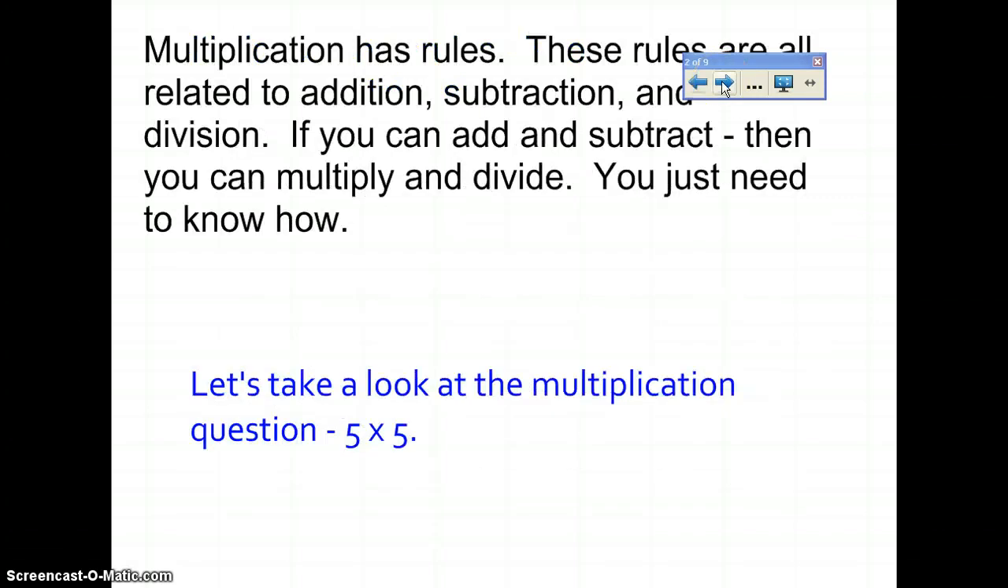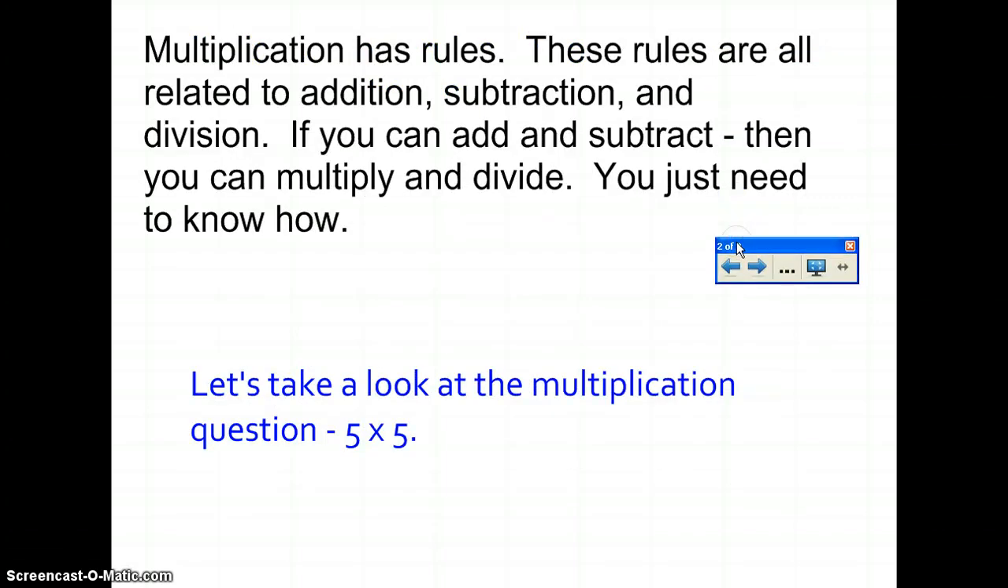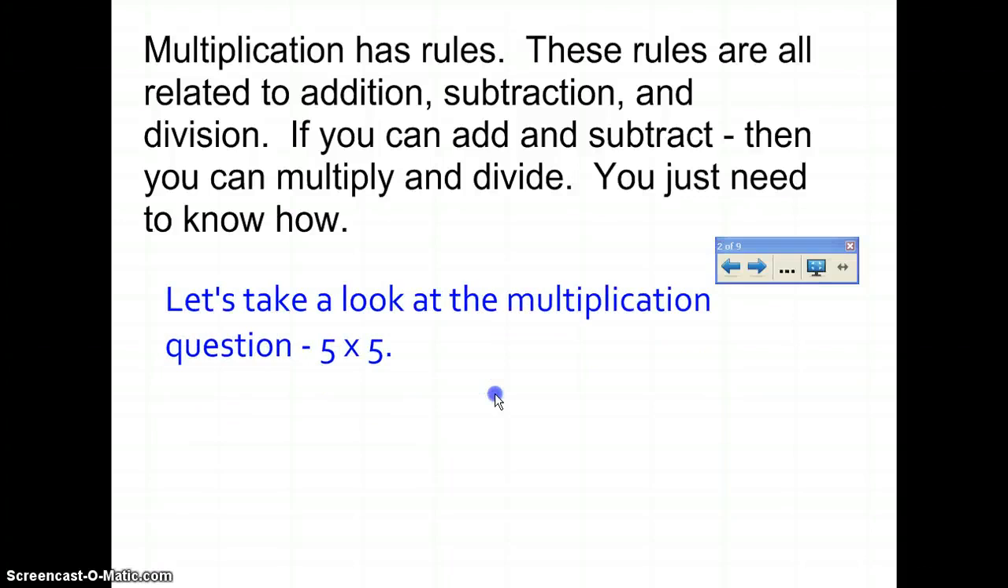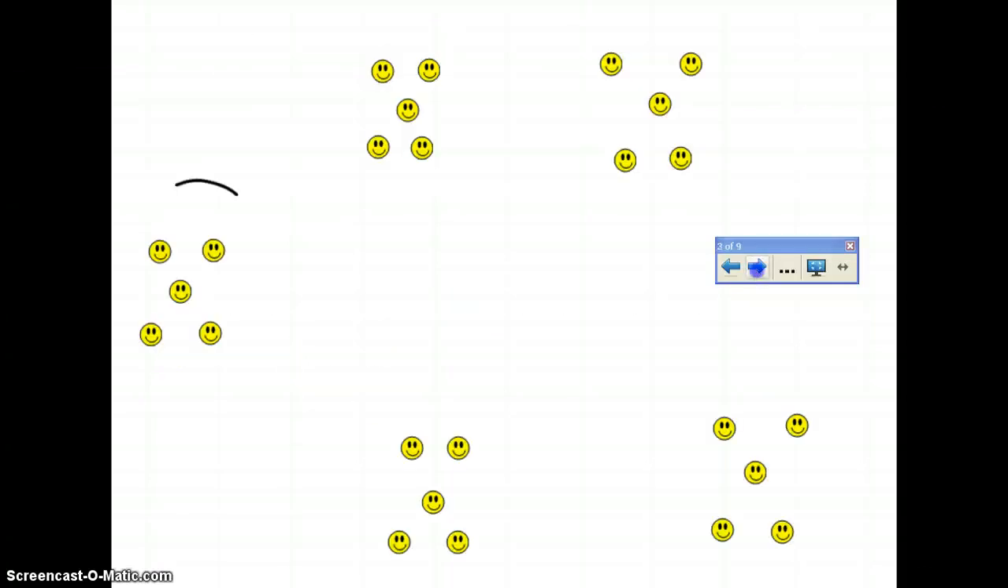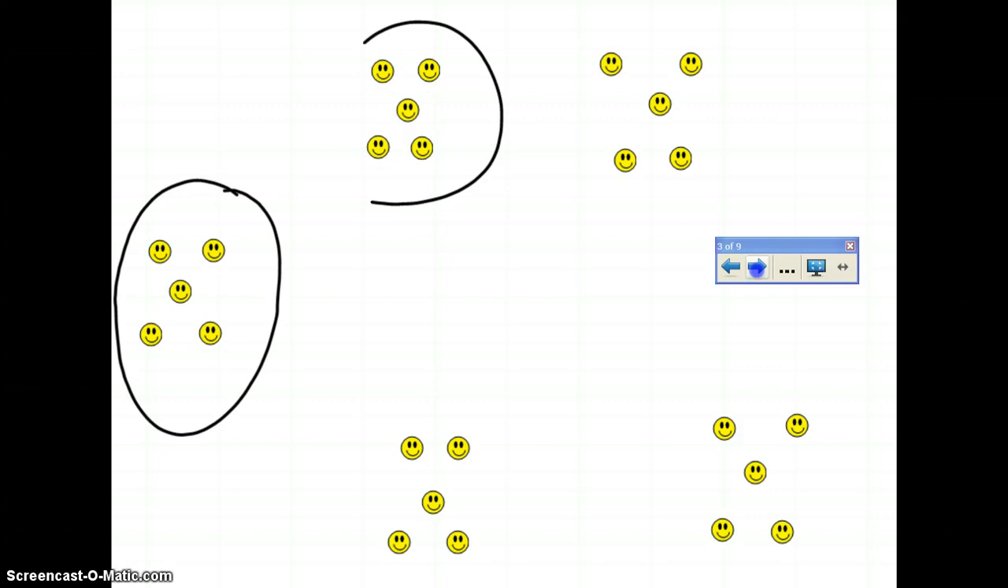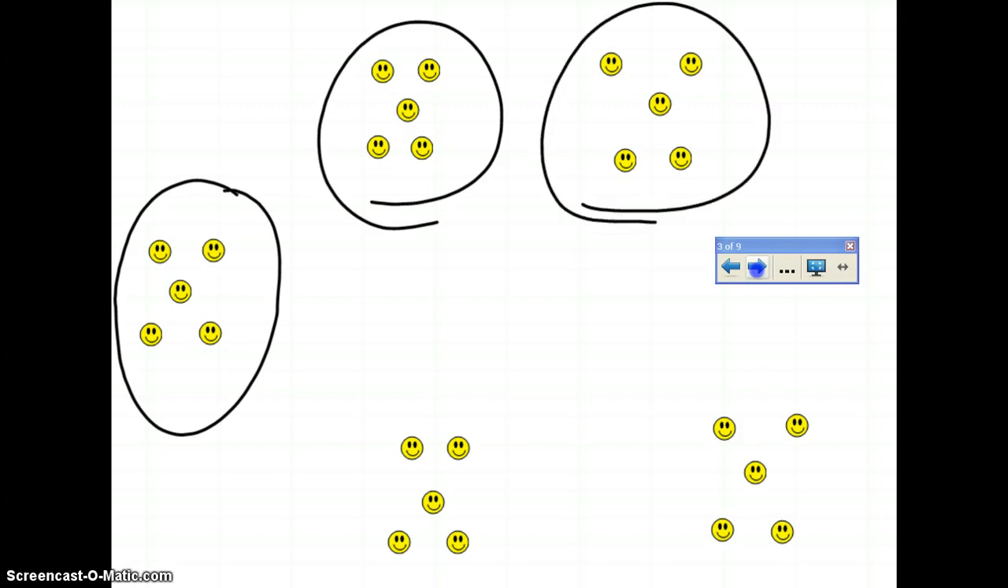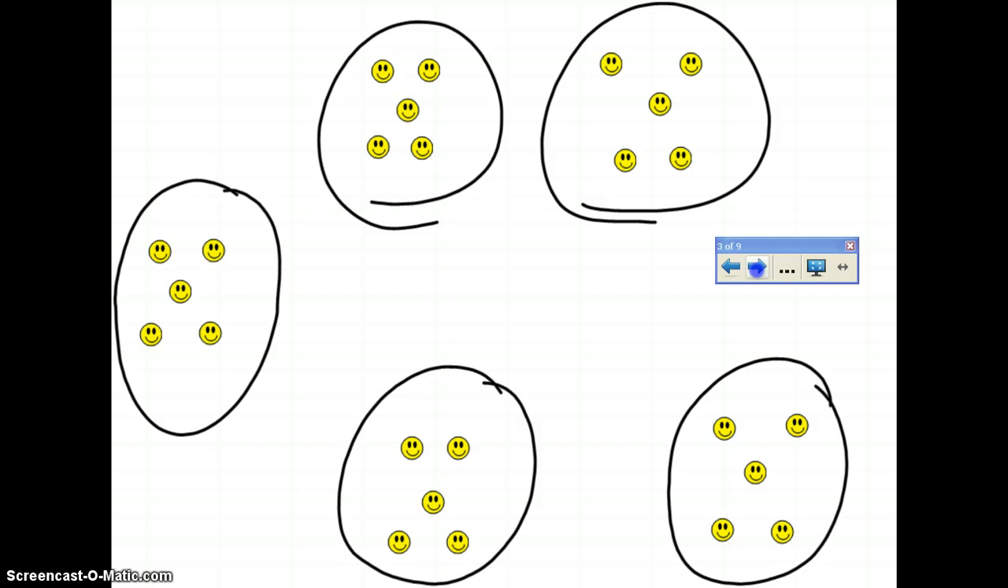Okay, welcome back. So multiplication has rules, and these rules are all related to addition, subtraction, and division. If you can add and subtract, then you can multiply and divide. You just need to know how. So we're going to take a look at the multiplication question, 5 times 5. So what I've done is I've broken up 5 happy faces into 5 different sections. Multiplication is just taking these numbers, applying the rules to them, and making them a multiplication question.